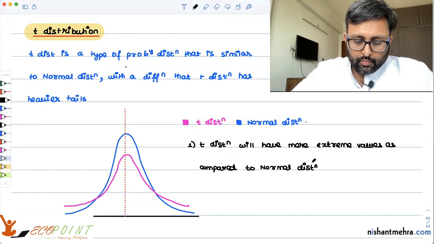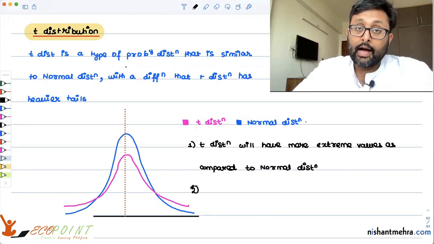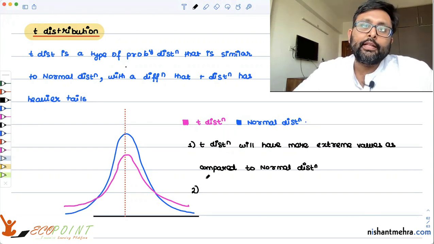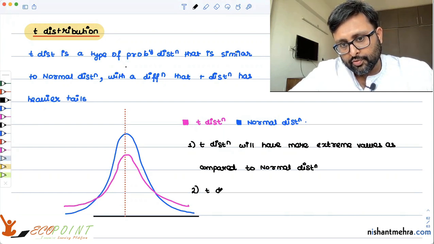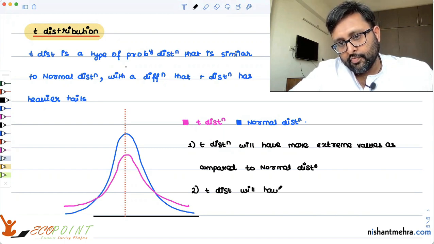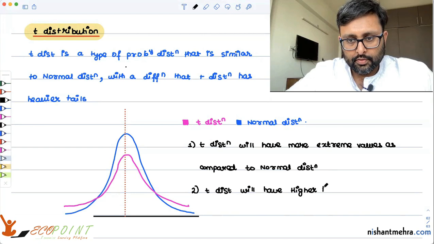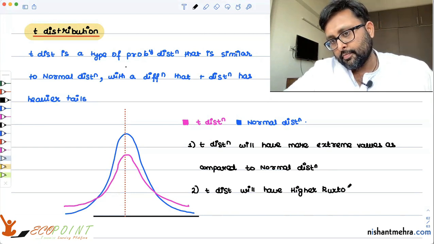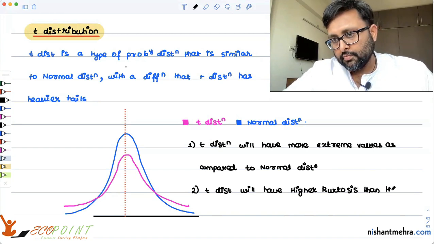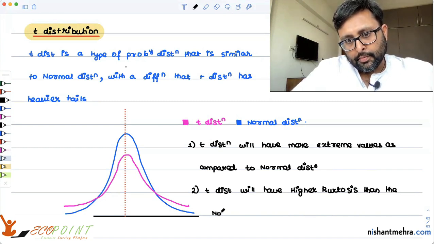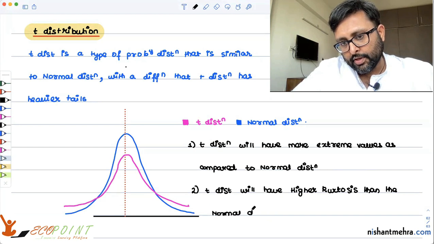And the other thing is that T distribution has higher kurtosis. So the probability that you can get the values which are far away from the mean is higher. So T distribution will have higher kurtosis than the normal distributions.